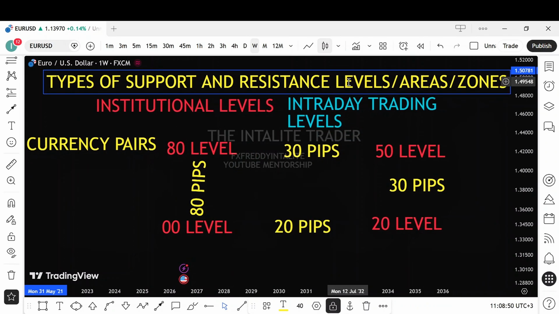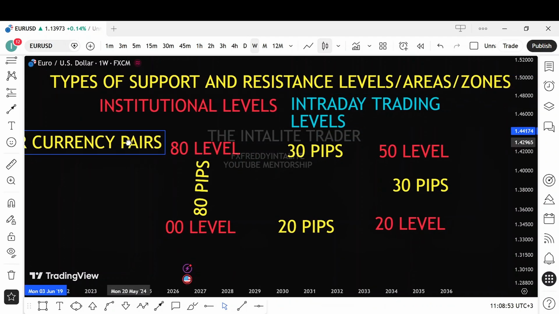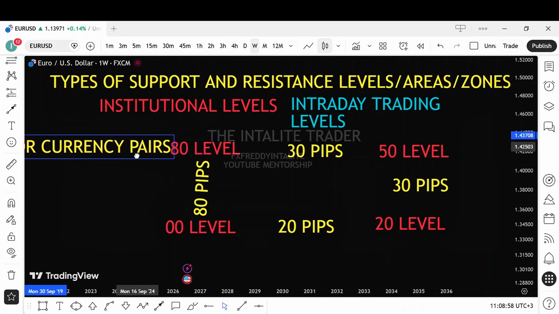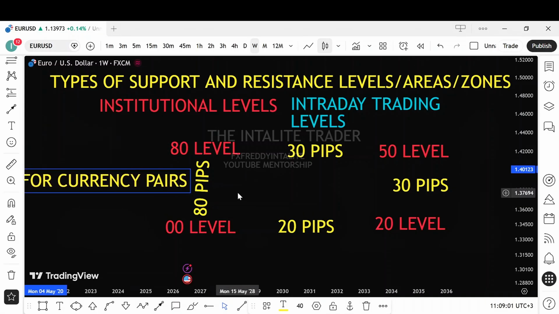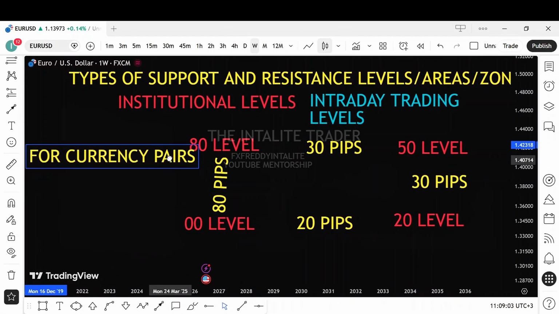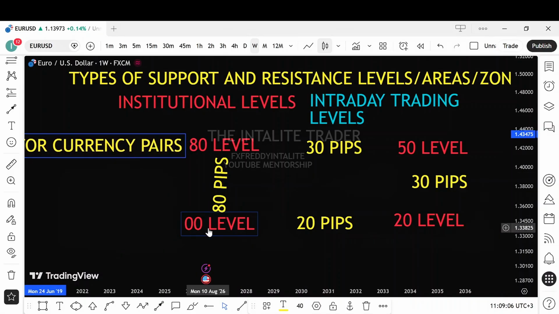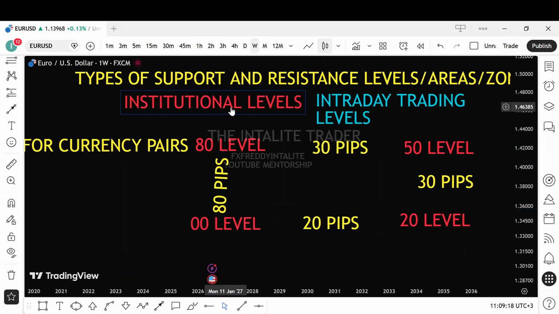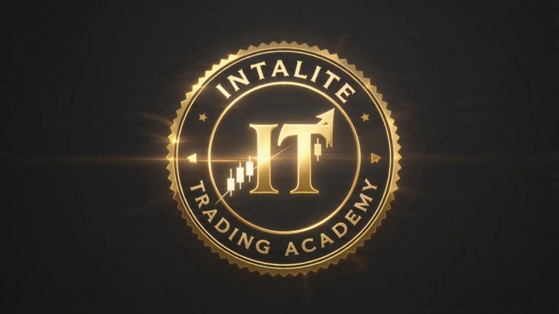So institutional trading levels or zones for currency pairs. We have 0 to 80, 80 pips. We have 0 to 20, 20 pips, 20 to 50, 30 pips, 50 to 80, those are 30 pips. So these are institutional levels, intraday trading levels the institutions use.